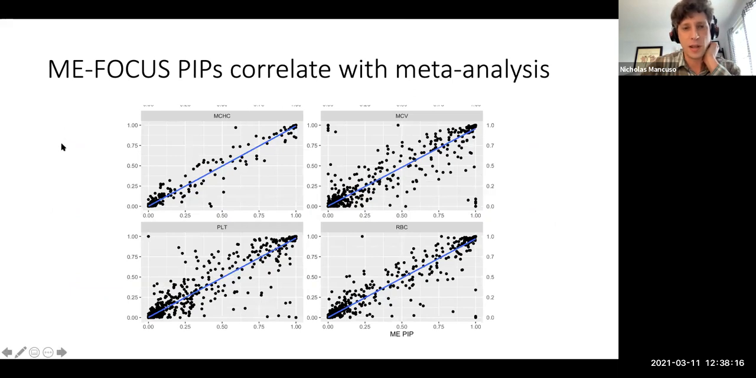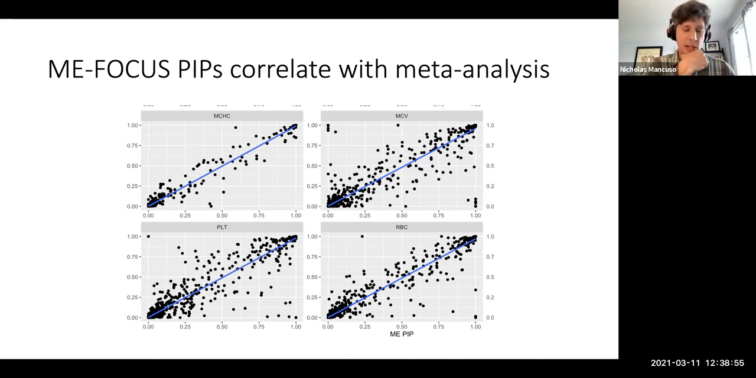One thing that we notice is that the PIPs from multi-ethnic focus do correlate very strongly with the meta-analysis, and this is really unsurprising, I think, at the moment, given how the European ancestry individuals just completely overwhelm the signal in African ancestry individuals. We are still digging through these results to see what better metrics we can come up with to account for this differential power, to show that our approach still is better at highlighting genes more related to blood phenotypes.